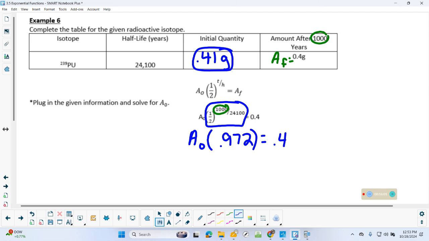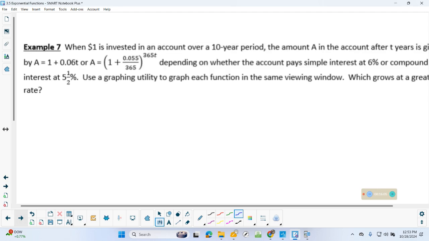All right, final problem of the day, and this is of course a calculator deal. Obviously, it looks wordy, but it's very simple. When $1 is invested in an account over a 10-year period, the amount, focus, my friends, final two, is given by those two different formulas. Depending on how they set it up to pay the interest, the simple interest at 6% or the compound interest at 5.5%. Use your graphing calculator to graph both of them in the same viewing window. Which grows at a greater rate? Okay, so we have to type both of these in.